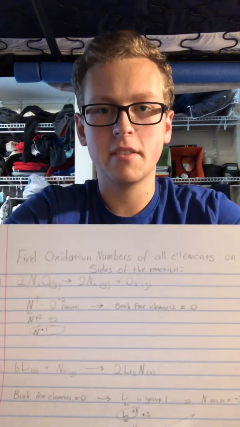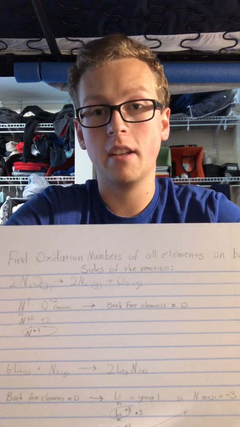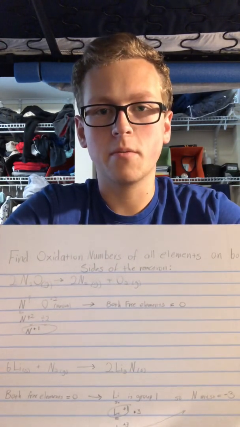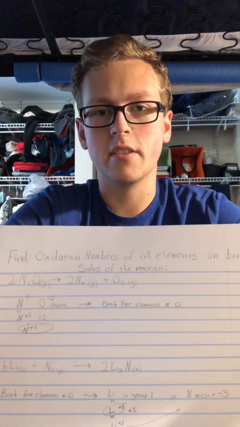I'm going to be helping you learn how to find oxidation numbers of multiple elements on both sides of the reaction. So for this first one, we have 2N2O, which reacts and splits into 2N2 and 1O2.